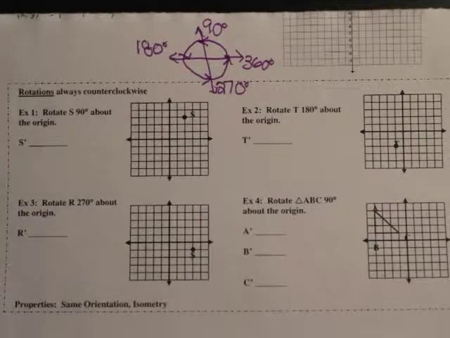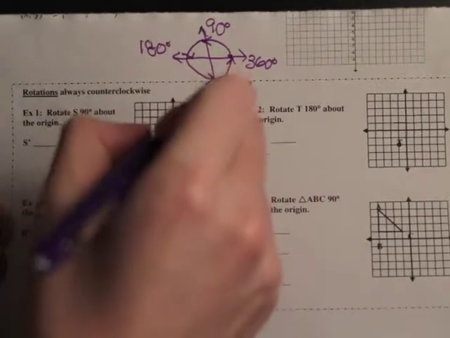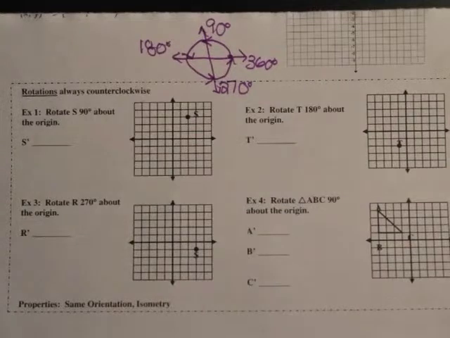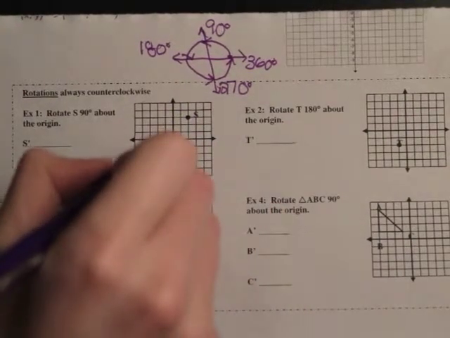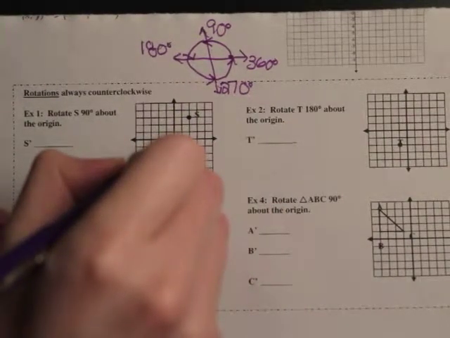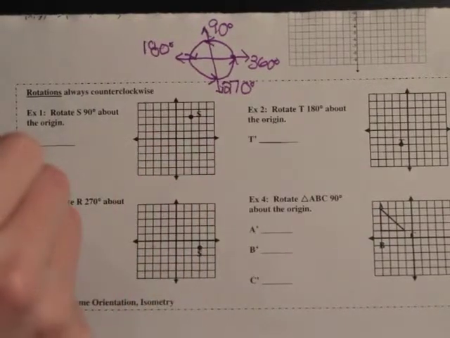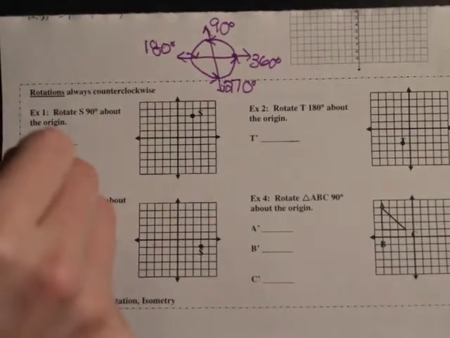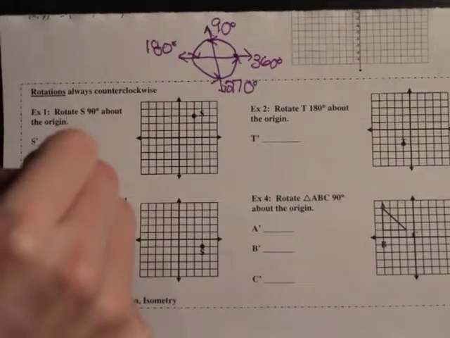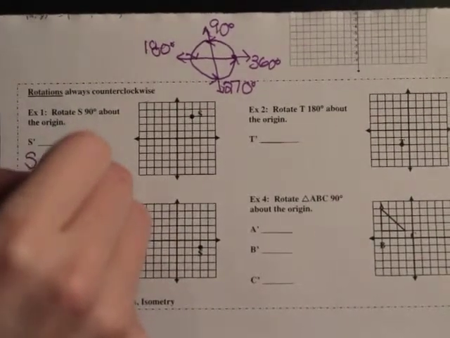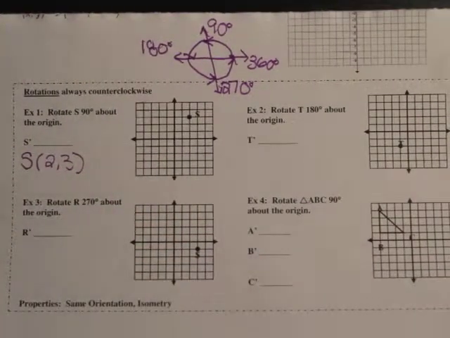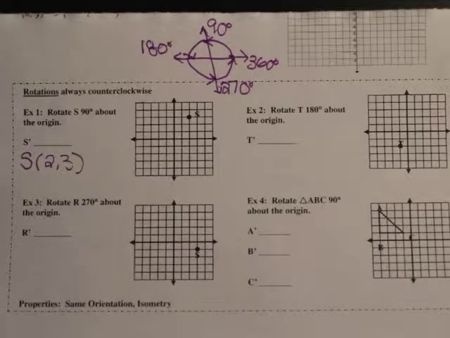So, the first step you're always going to do, no matter what, is going to be to find your original point. So point S, we go over 2 to the right and up 3. So our point S is going to be 2, 3. Alright, here's the important part. This is how you're always going to be able to find the correct rotated point no matter what.